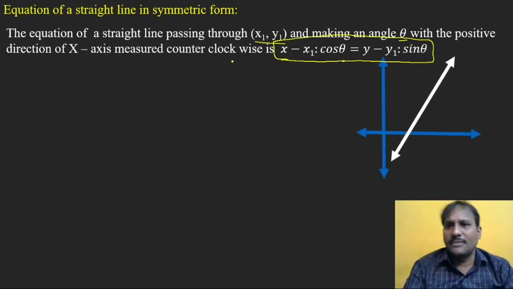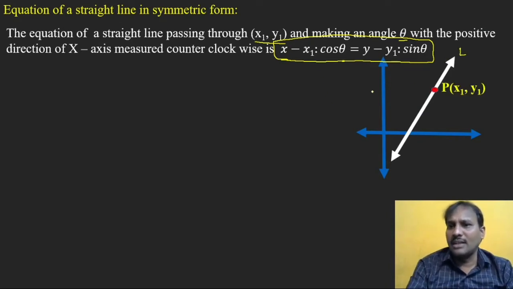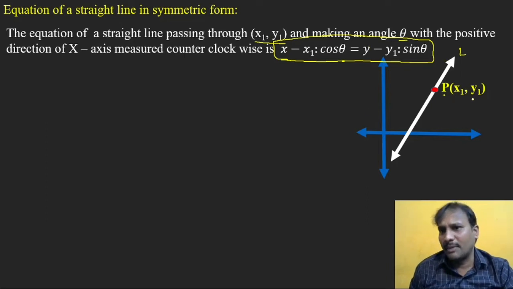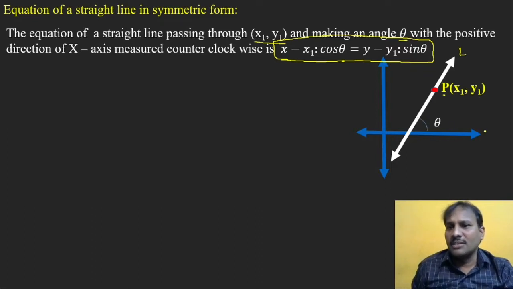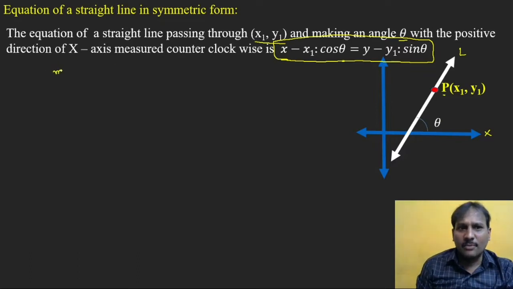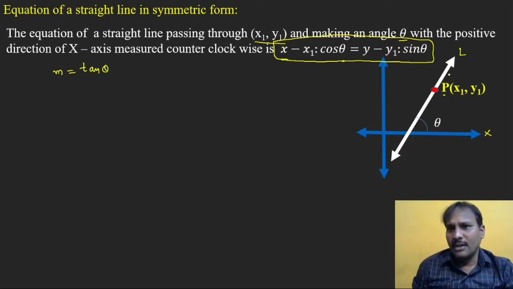Let us take a straight line L, and given that it is passing through (x1, y1), let us call this point P(x1, y1). It is also making an angle theta with the positive direction of the x-axis. This is called the inclination of the line L. When theta is the inclination, what is the slope of the line? m is equal to tan theta. m equals tan theta is the slope of the line L, and it is also passing through P(x1, y1). Then what is the equation of the line?